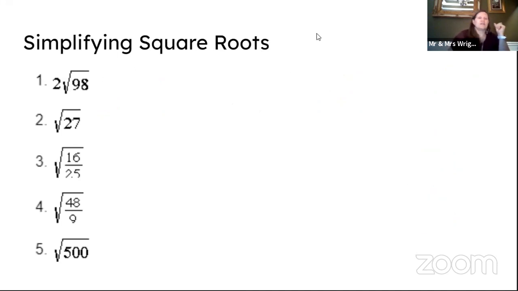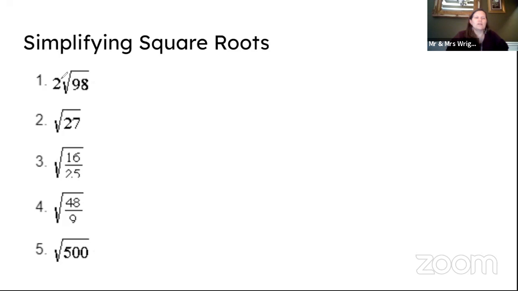All right, so let's look at the simplifying square roots. This is your opportunity to give it a shot on your own. I want you to go ahead and press the pause button and try these 5 problems on your own, and then unpause it when you're ready to go over the answers.